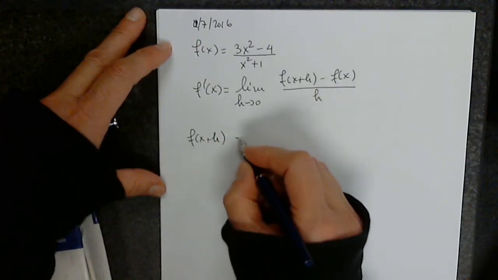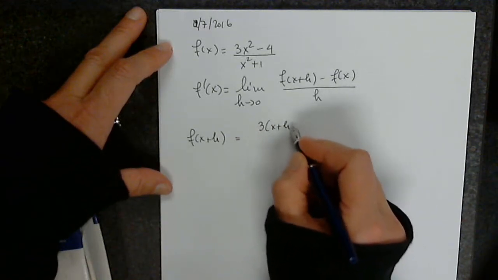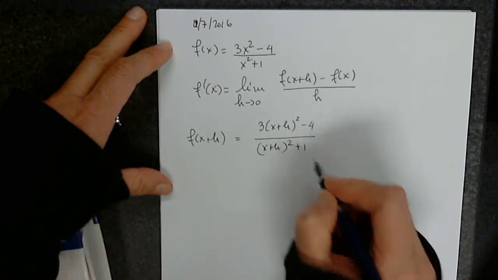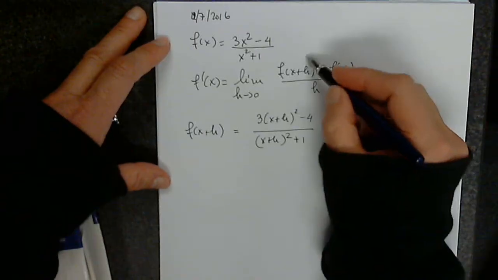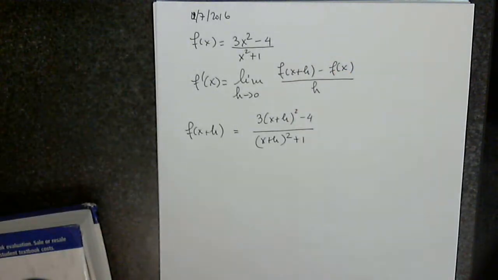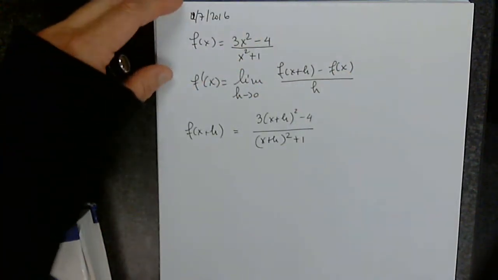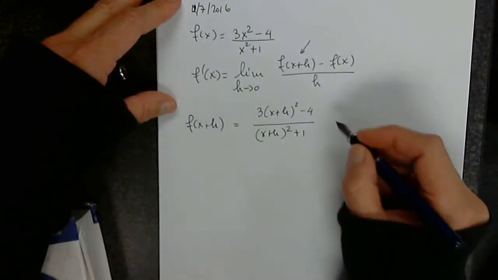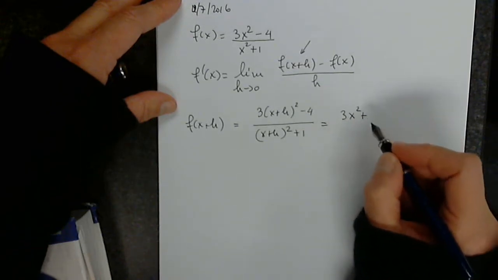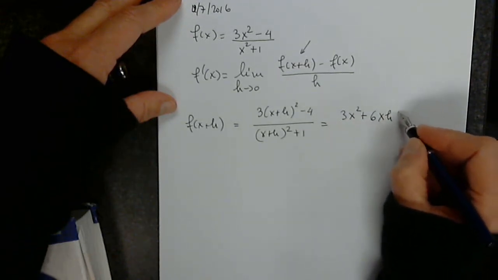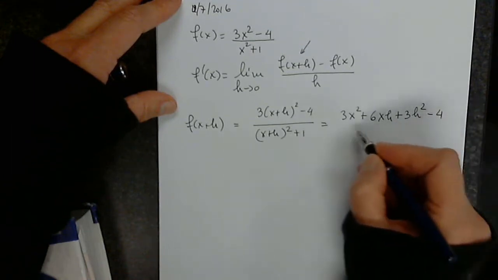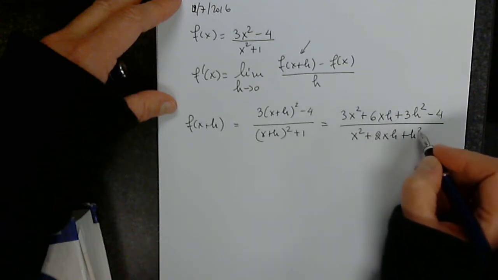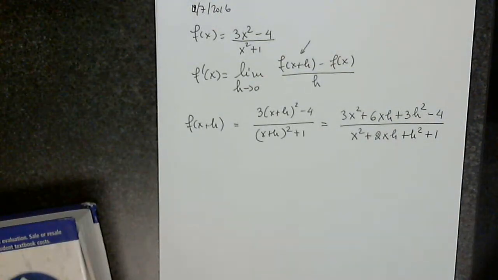f of x plus h is... Luckily, it's just x squared, and not like the 2 to the third or anything, because that would be bad. Is this okay so far? I'm working on this piece a little bit to see if I can simplify it, because I will have to eventually. So this will be 3x squared plus 6xh plus 3h squared minus 4 over x squared plus 2xh plus h squared plus 1. Is this okay so far?